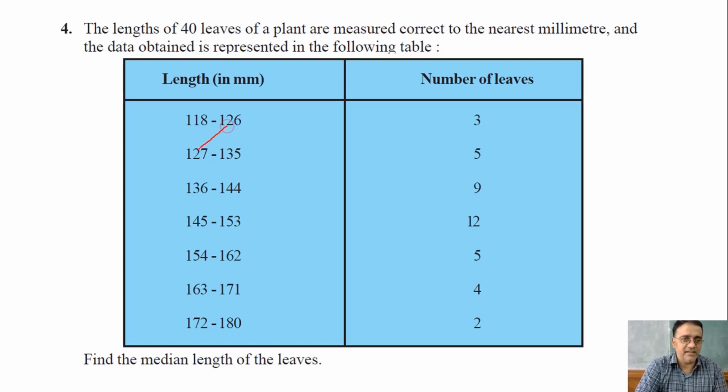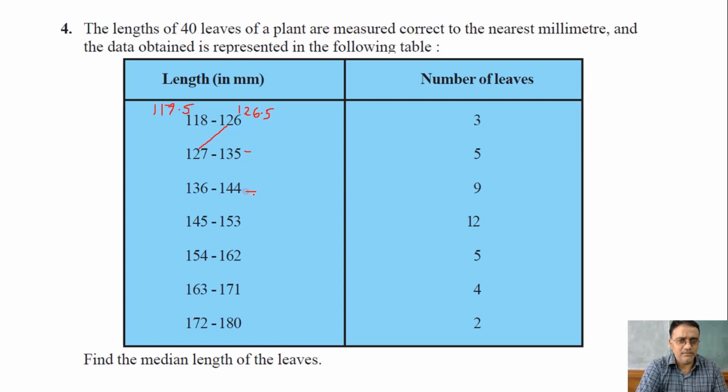For that, what do we do? Look at the difference between these two. 1. What is the half of 1? 0.5. So subtract 0.5 from all the lower limits, and you have to add 0.5 to all the upper limits. So this will become 117.5, the first one. And the upper limit will become 126.5. Add all of these first.